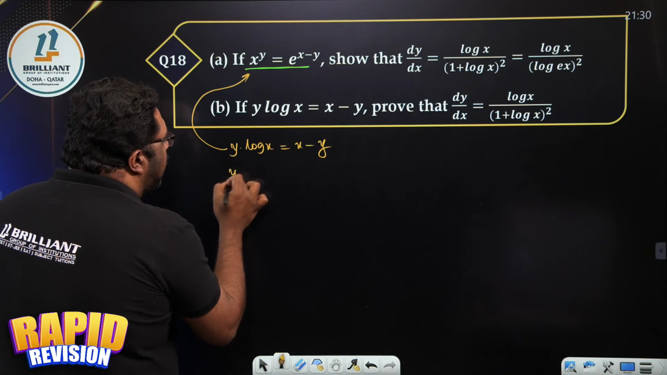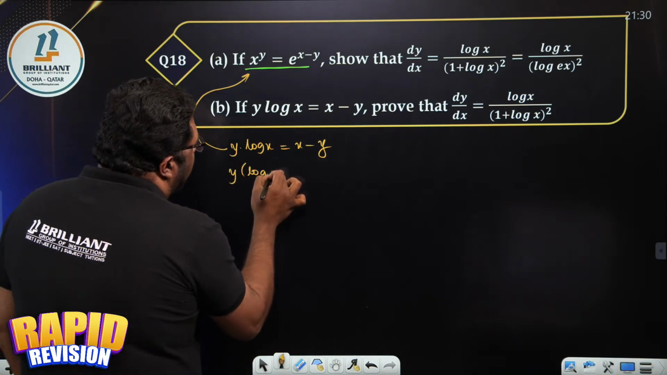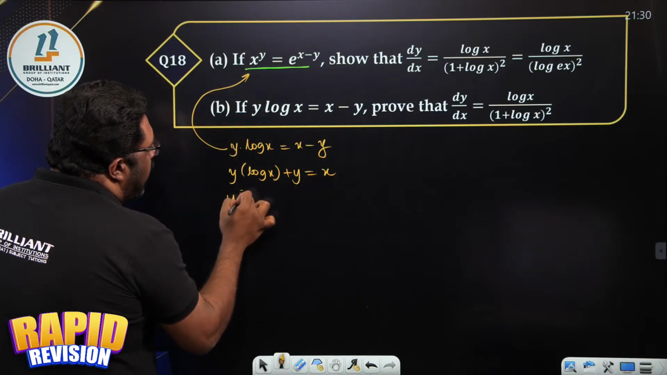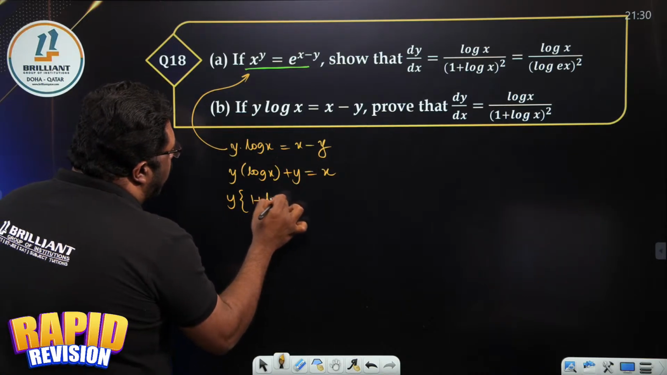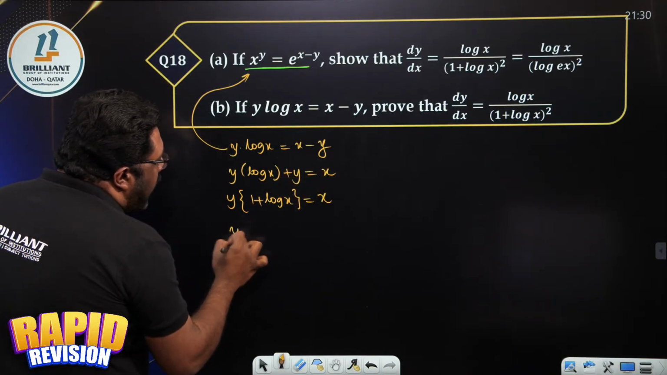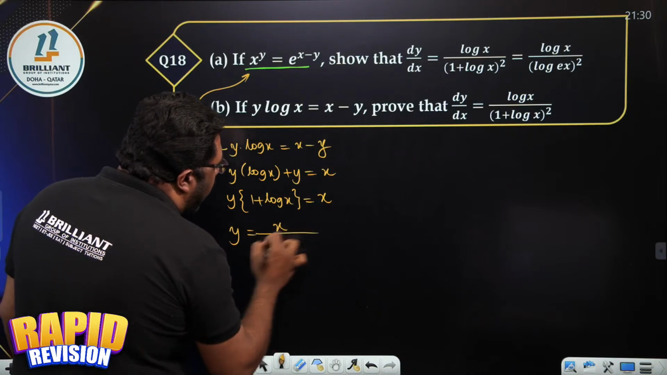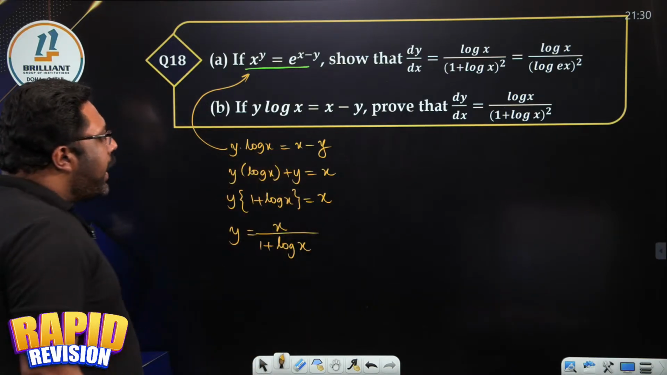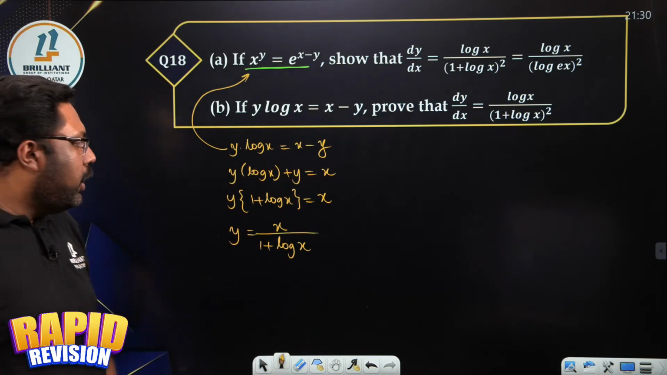Collect all the y terms together. y log x plus y equal to x. So y into 1 plus log x equal to x. So y is equal to x by 1 plus log x.